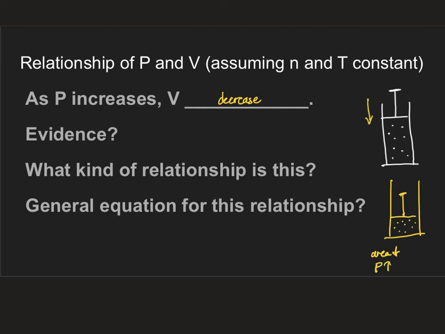This is an inverse relationship. As one variable increases, the other decreases. And one way to write this equation would be to say that pressure times volume is a constant. As pressure increases, volume decreases, but they would equal a constant value. Sometimes we call that constant K.